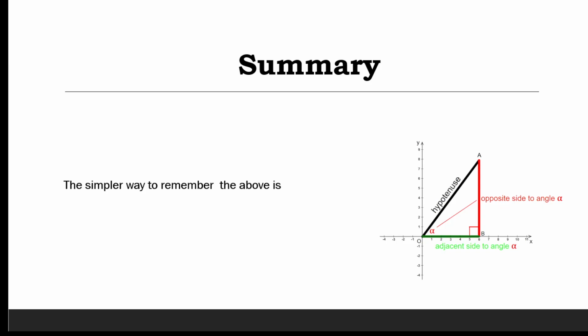This can be remembered in a short way. If it confuses you, you can memorize it as SOHCAHTOA, which means sine equals the opposite of angle beta or angle alpha divided by the hypotenuse side. Then cos alpha equals the adjacent side divided by the hypotenuse. And lastly, tan alpha equals the opposite side divided by the adjacent side to angle alpha.